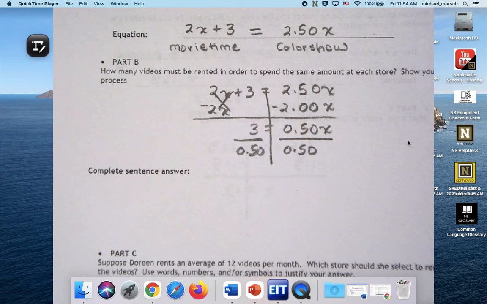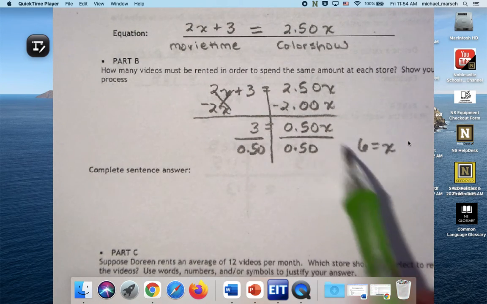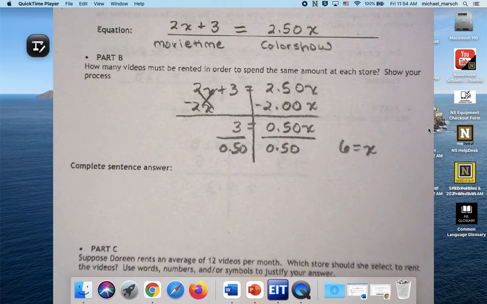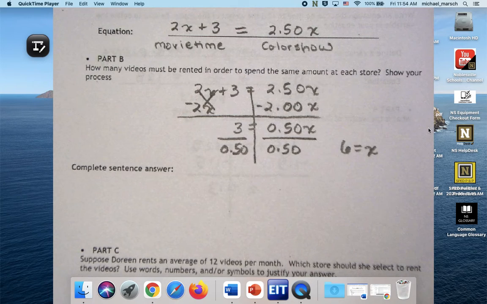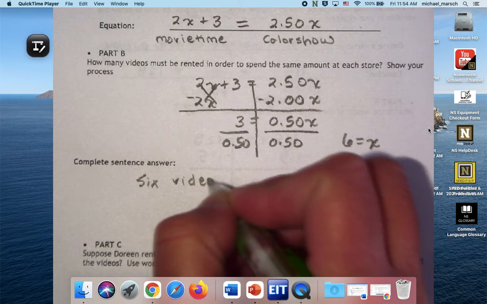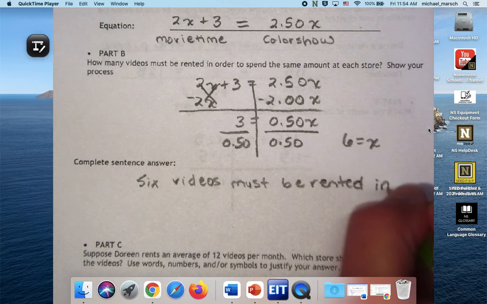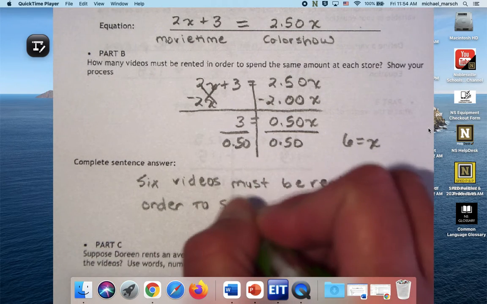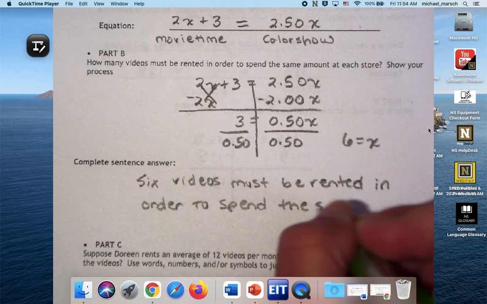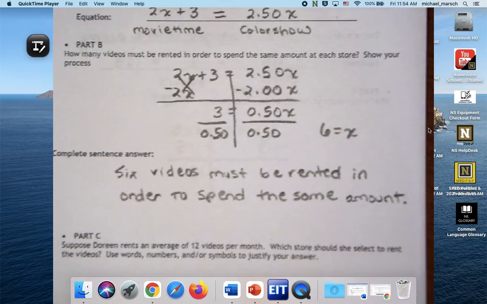What is x going to equal? 6, exactly. 6 equals x. So now we need to write our complete sentence answer. What does this 6 mean? Restate the question. 6 videos. Yeah. 6 videos must be rented in order to spend the same amount. Awesome.